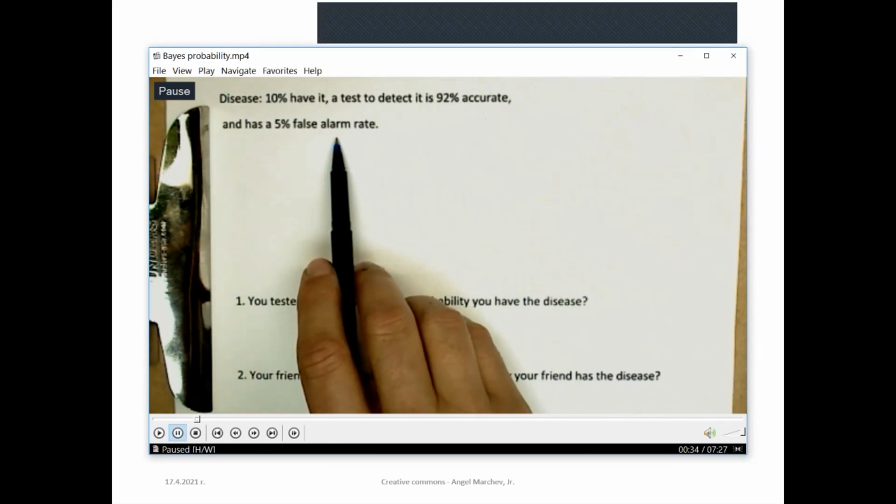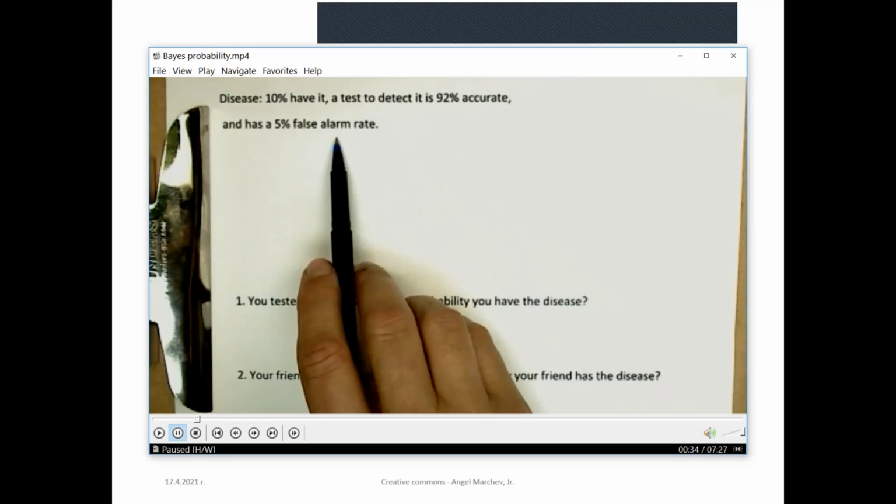Now, a very relevant question about the tests that we are using. I'm not sure whether you have used it, but I have already passed 12 different COVID-19 tests on 12 different occasions.